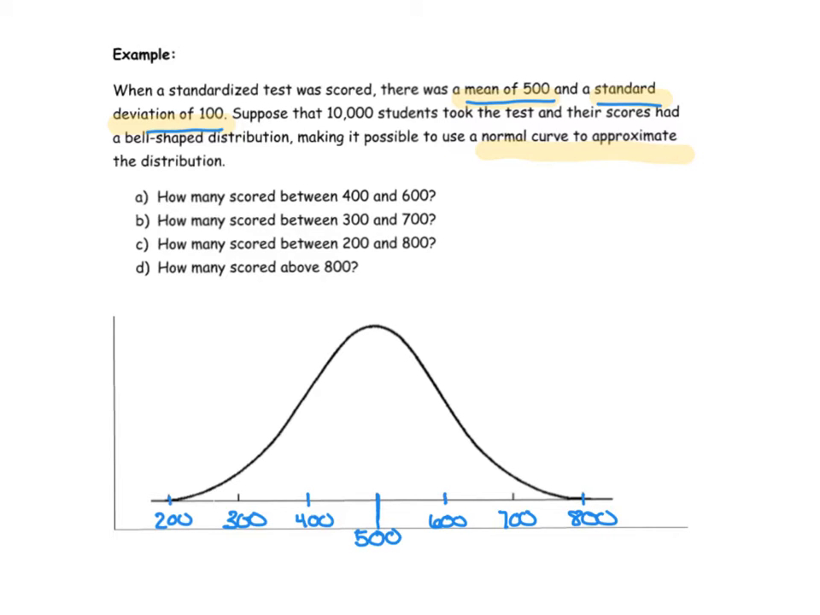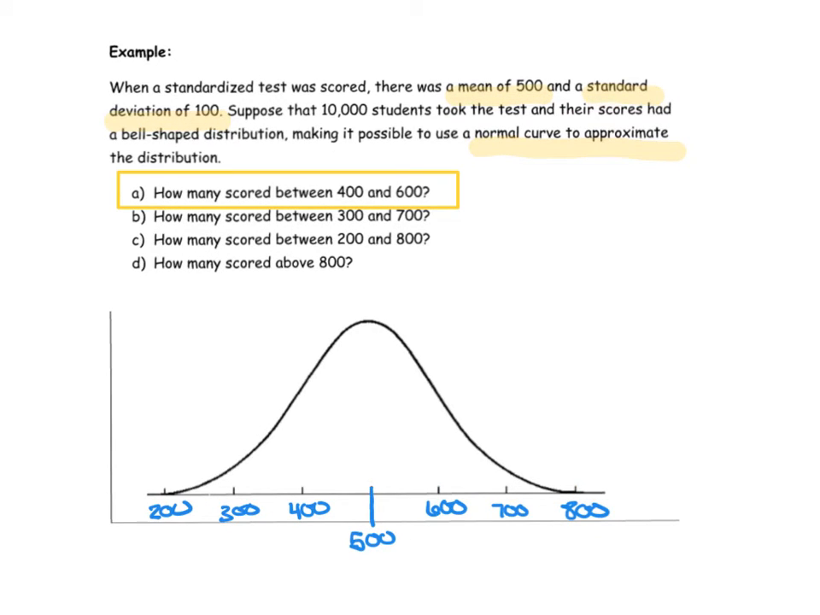So we're going to start by looking at letter A, and then we're going to go to each of these. We're going to make a drawing for each of these, shading the bell-shaped curve that is actually going to help us answer each of the questions. So for part A, it's asking how many students scored between 400 and 600. So on my bell-shaped curve, I'm going to mark off 400 and 600. And I want to know between there, so I'm going to grab my shading and I'm just going to shade. Basically, I'm trying to find the area under the curve for this part.